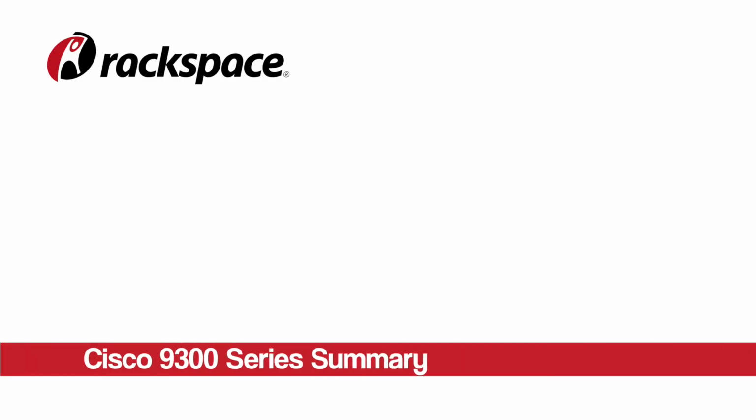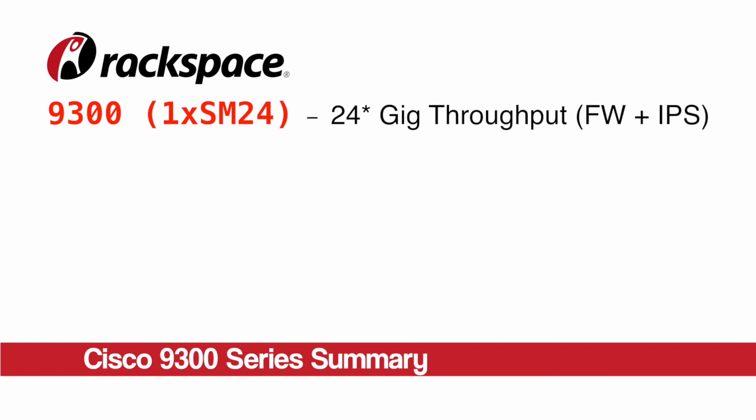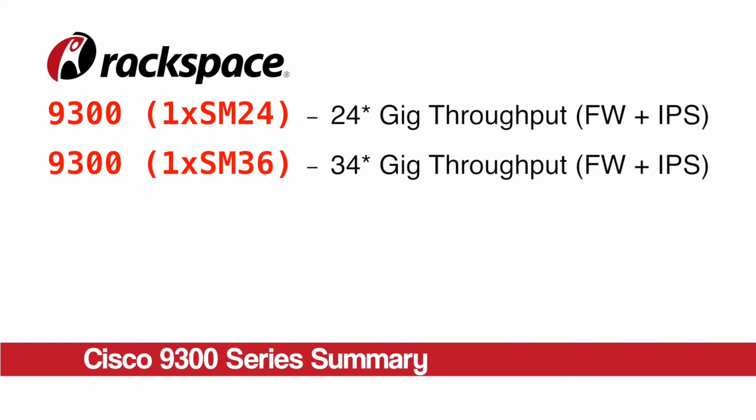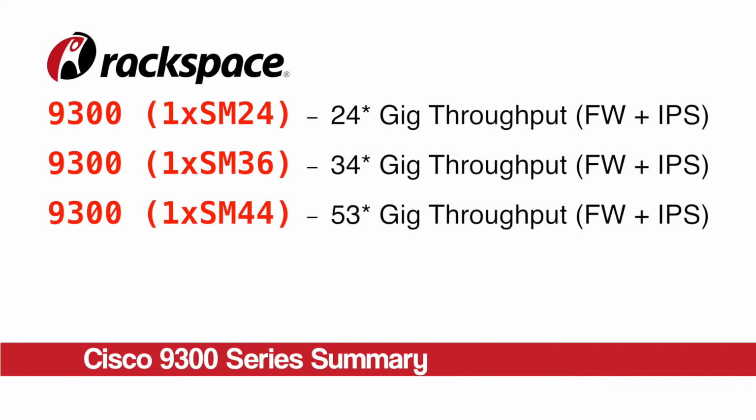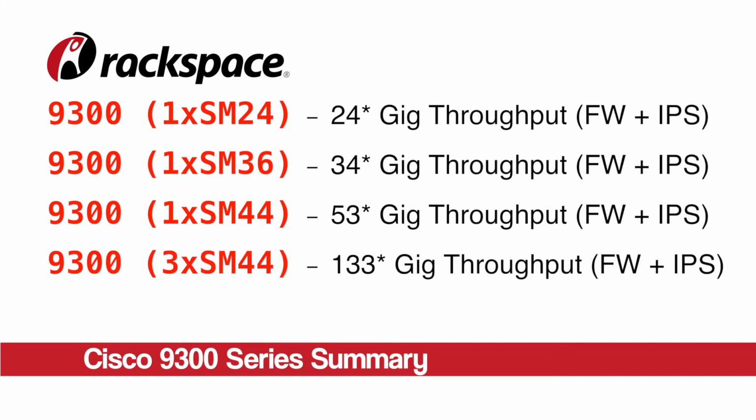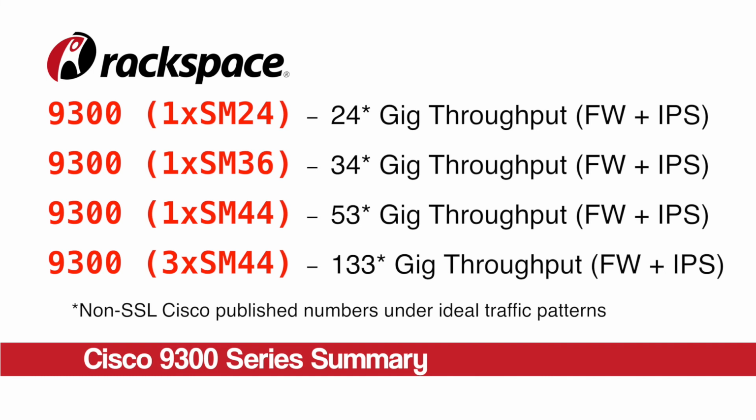The 9300 series chassis is the flagship model of the new Firepower hardware line. Depending on the size of the security module loaded into the chassis, we can achieve throughput numbers of 24 gigs to 53 gigs on a single module and up to 133 gigs in a single chassis. This scales by doing intra-chassis clustering between the security modules and then inter-chassis clustering of 9300 appliances, capable of providing over 1 terabit of statefully inspected and IPS monitored throughput.